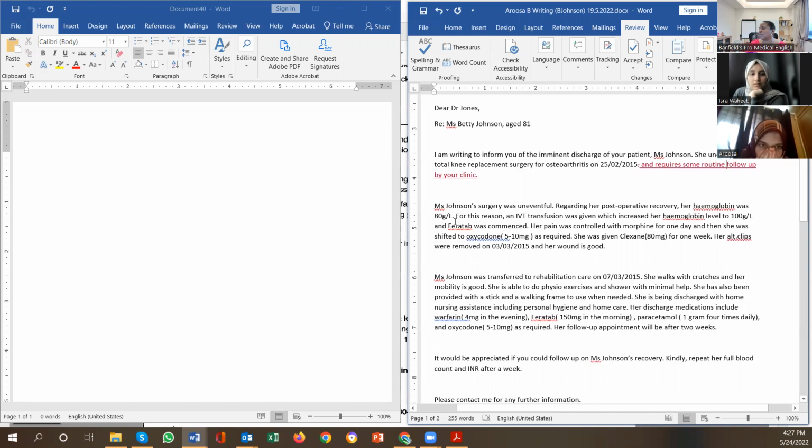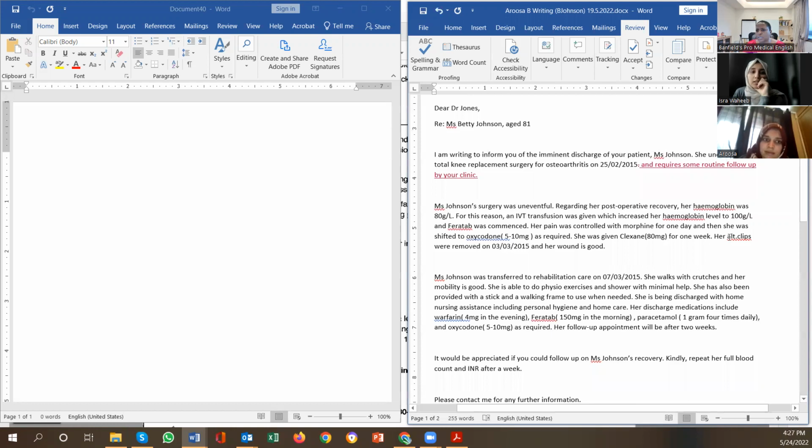Okay, so let's move on to the second one. Ms. Johnson's surgery was uneventful. Regarding her post-operative recovery, her hemoglobin was 80 grams per liter. For this reason, an IV transfusion was given, which increased her hemoglobin to 100, and Ferritab was commenced. Her pain was controlled with morphine for 1 day, and then she was shifted to oxycodone as required. She was given Clexane for a week, and her, what is this supposed to be?